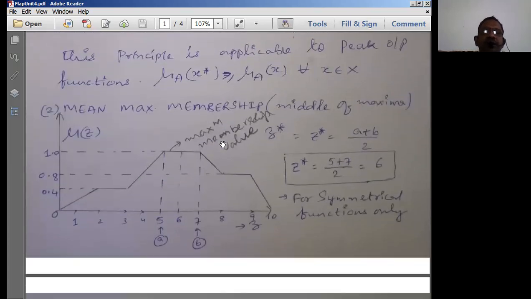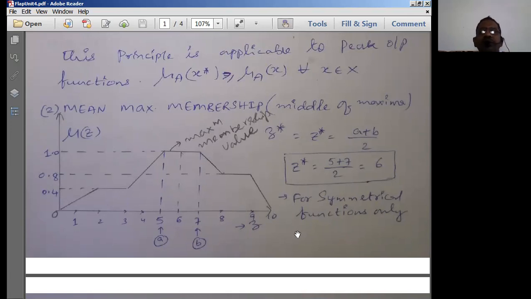Then the second method we can look into is the mean maximum membership function, which can also be called the middle of maxima method. These methods are normally applicable for symmetrical functions only. The function should compulsorily be a symmetrical function.